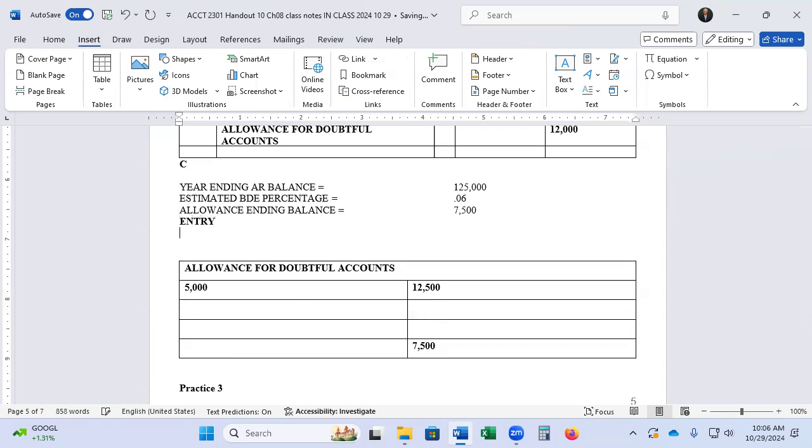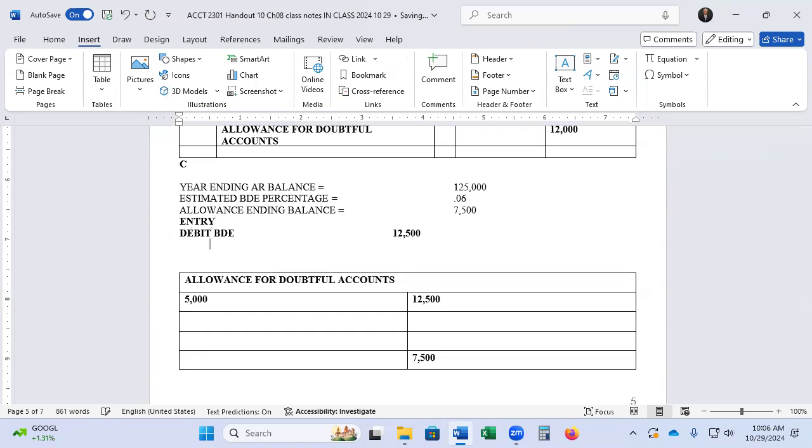So our entry would be a debit to bad debts expense for 12,500 and a credit to allowance for doubtful accounts for 12,500.